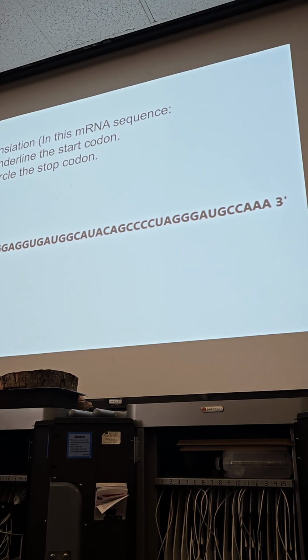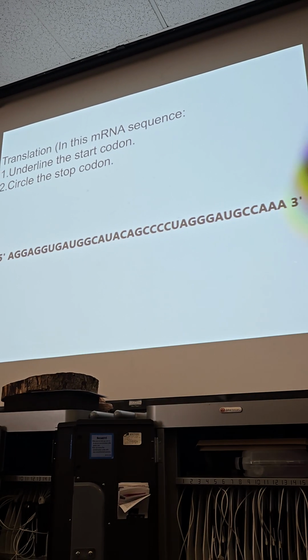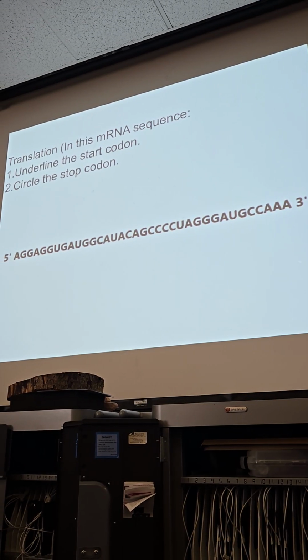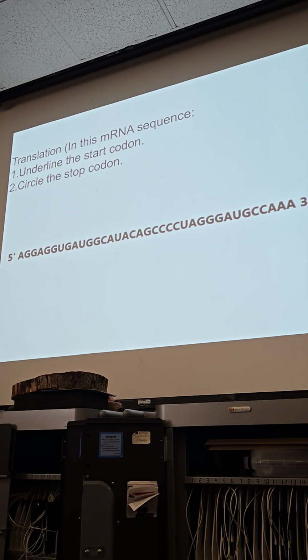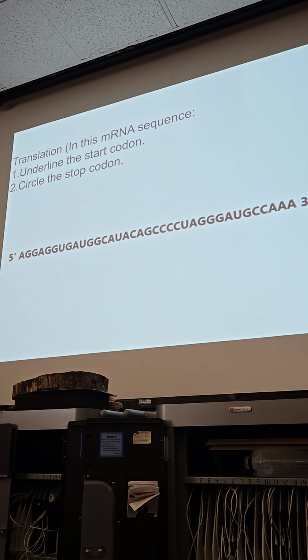If the RBS varies between species, how are you supposed to identify that? Typically, it's going to have that repeating segment of A's and G's. It's always before the start codon. This is that repeating segment. I'm typically never going to ask you to pinpoint it exactly. I'm going to be like, where should it be? Okay. All right.